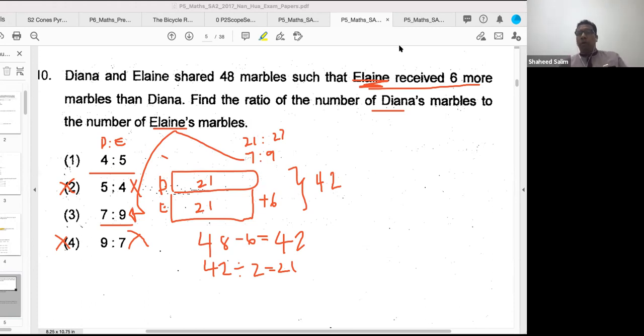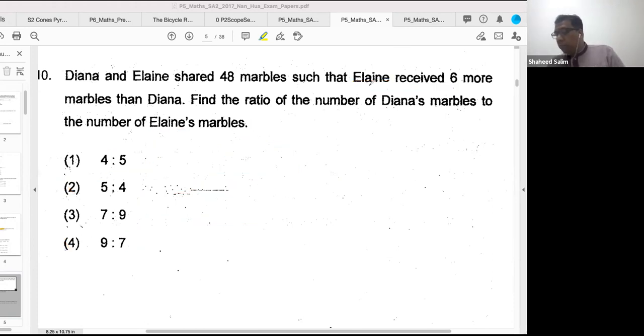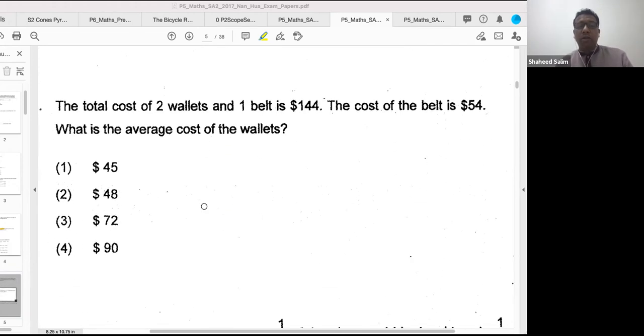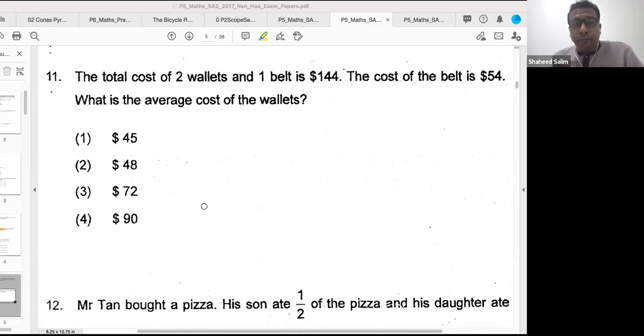Okay, we move on. Good try. If you can understand the explanation, very good. Now this one, average. Can you try, please?